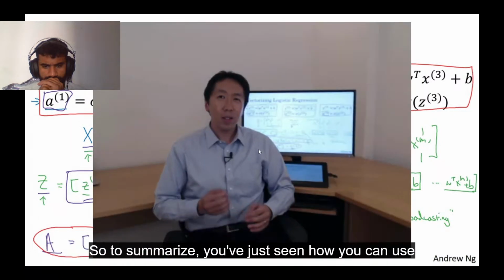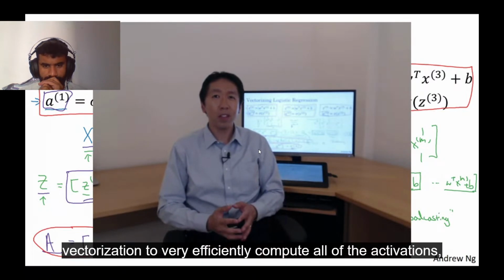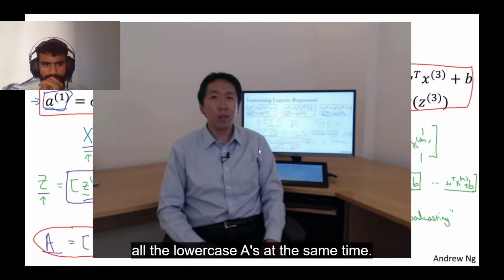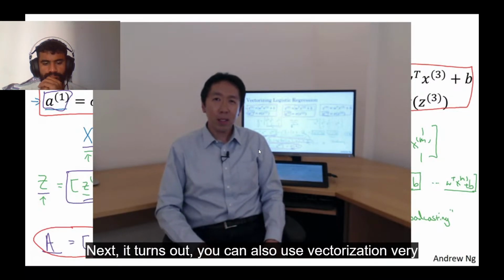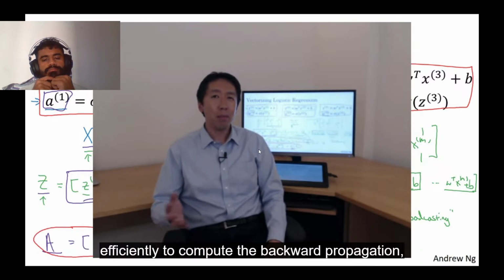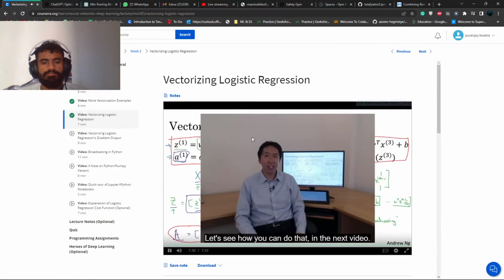So to summarize, you've just seen how you can use vectorization to very efficiently compute all the activations, all the lowercase a's, sort of at the same time. Next, it turns out you can also use vectorization to very efficiently compute the backward propagation, to compute the gradients. Let's see how you can do that in the next video.